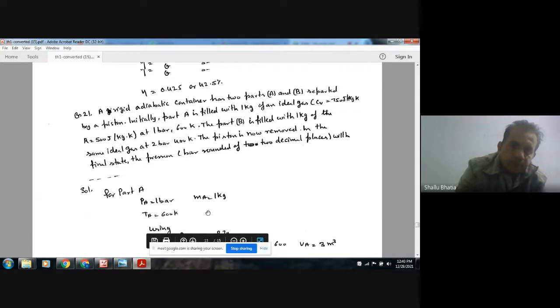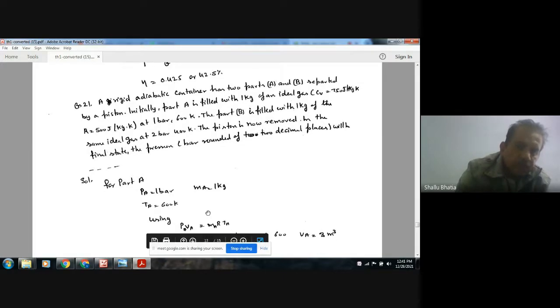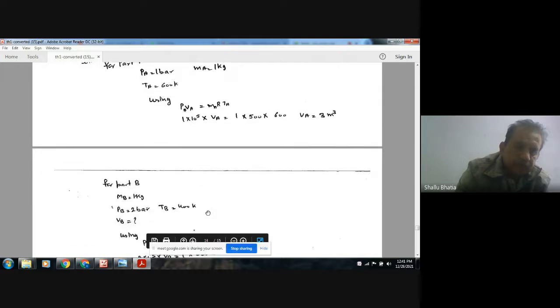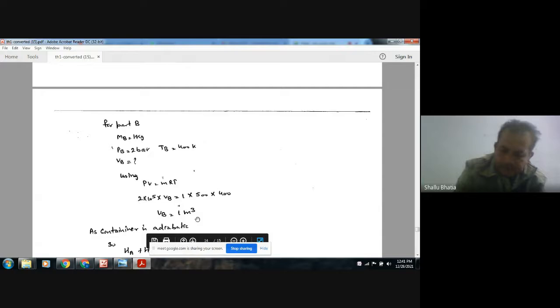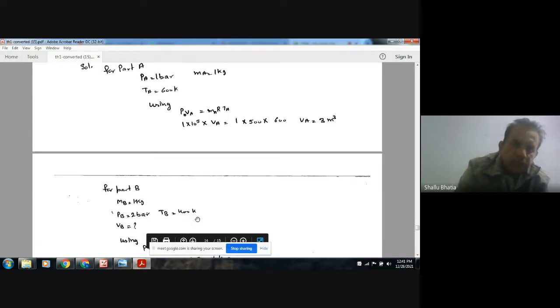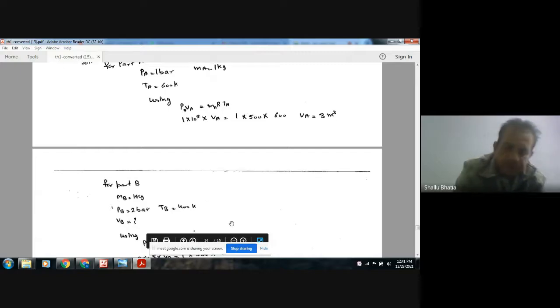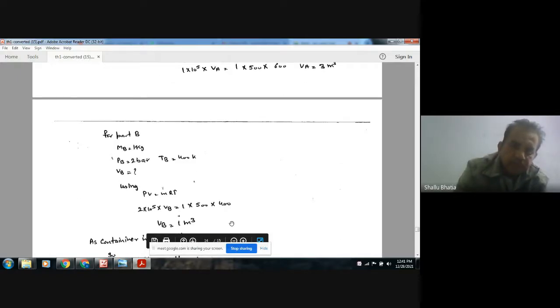Now similarly, for the second part we can perform the same calculations. From this V_B is 1 meter cube. The total volume of the container will be the volume of portion A plus the volume of portion B, so that is 3 plus 1, which is 4.